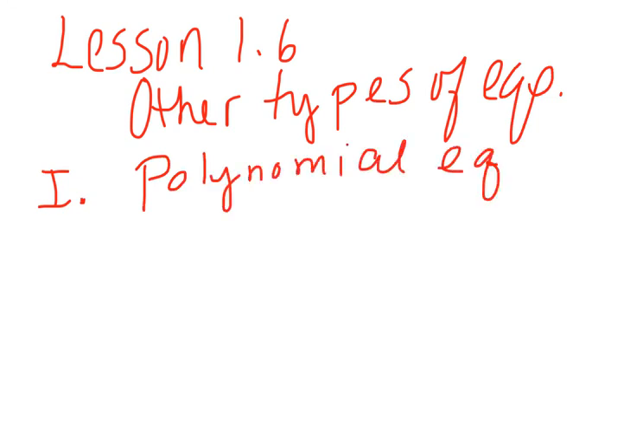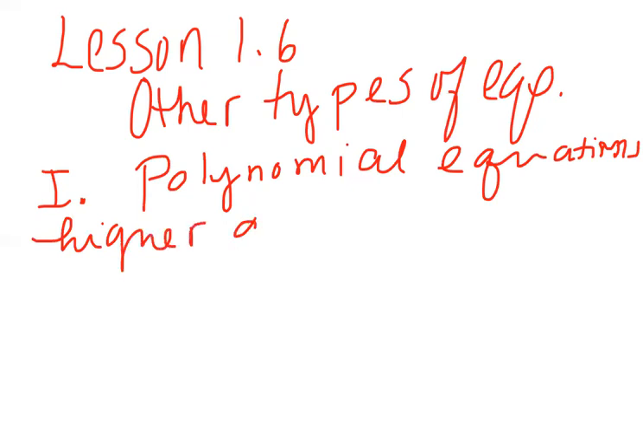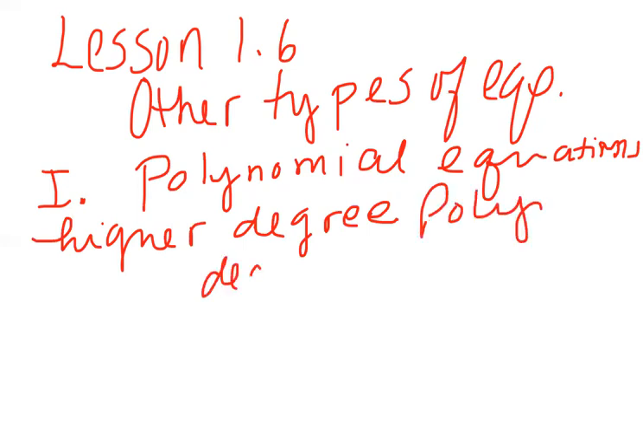Now, when we talk about the polynomial equations, guys, we've already seen them. Those are the quadratics, the linear equations, all of those belong to the polynomial equations. So what's the difference between those equations and these that we're discussing tonight? Well, these are the higher degree polynomials. Higher degree polynomials. And in the case of higher degree polynomials, we're looking at degree 3 or more.